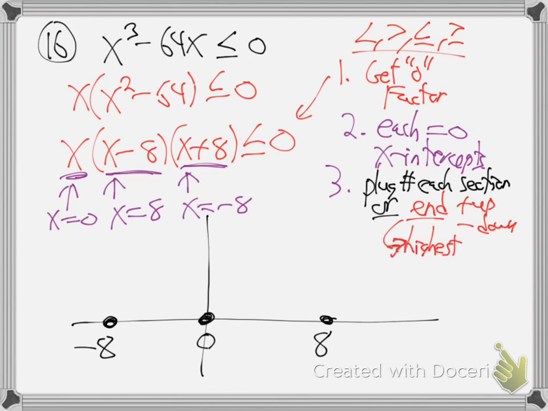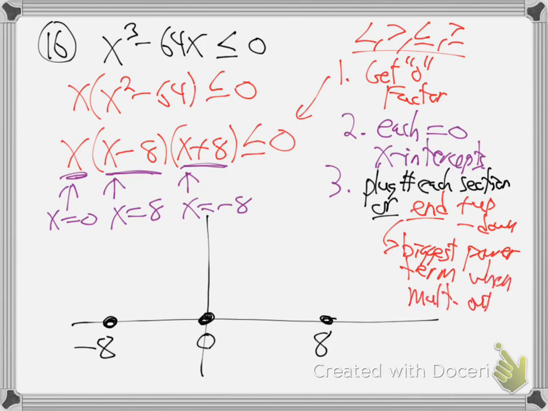highest power term when multiplied out. So if you multiply it out, the biggest term is x cubed. Positive x cubed. That means up. That means in the end, this graph for sure is going up, up, up, because it's positive.